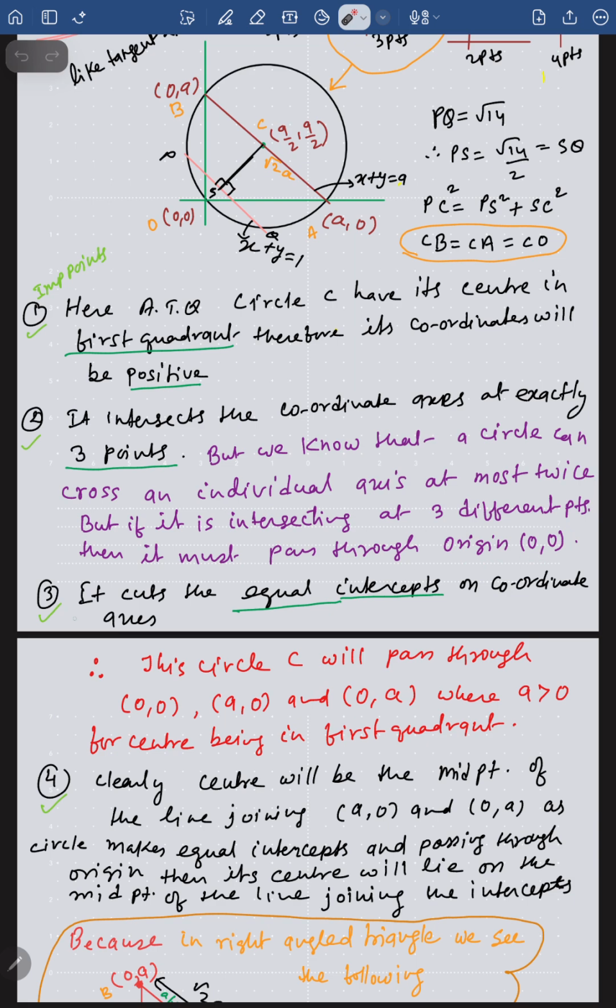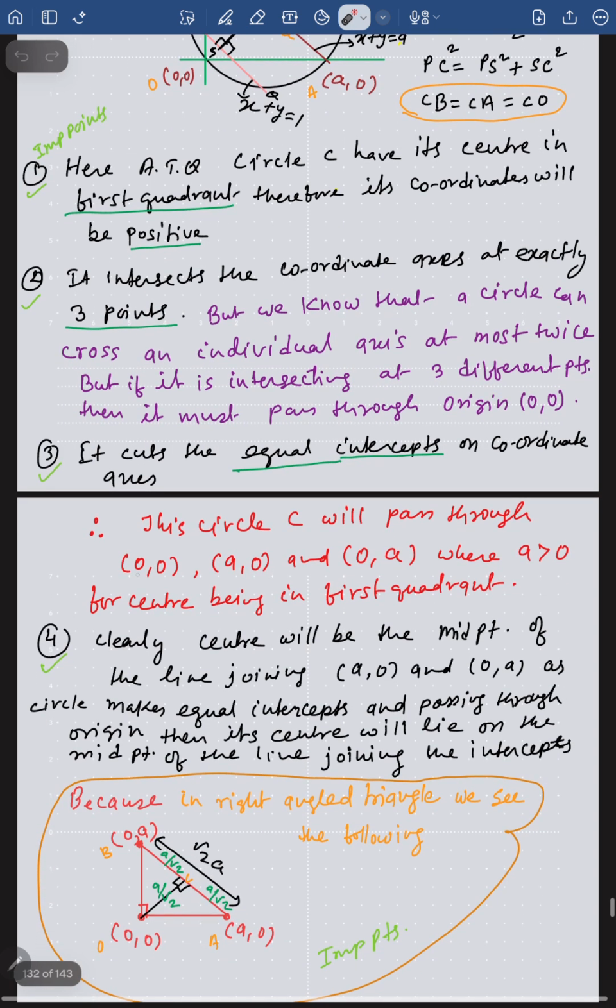Okay. I have already explained this, and I have shown you so many situations. It cuts equal intercepts on the coordinate axes also. So this circle C will pass through the origin, (a, 0) and (0, a), where a is greater than 0, since it is lying in the first quadrant, so that point will also be positive.